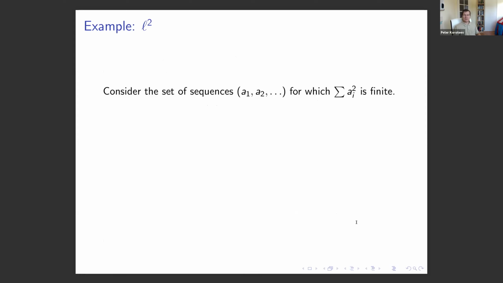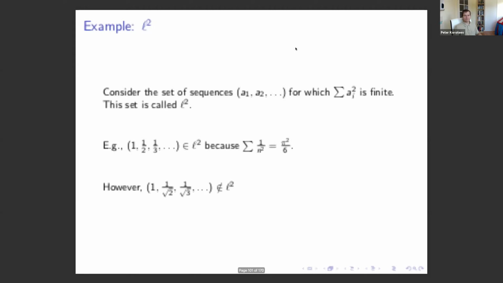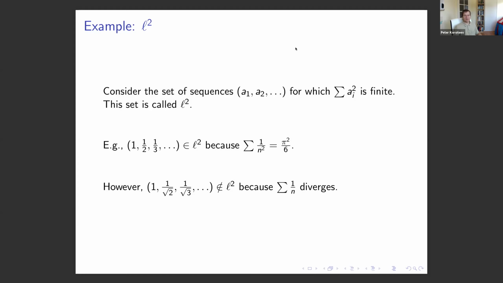So we need to consider sequences such that the sum is actually finite. It will be a subset of those sequences, a subspace, and this is called L2. For example, 1, 1/2, 1/3, etc. is in L2. If you take squares, you have the sum of 1 over n squared, which is convergent, and moreover, we know that the answer is equal to pi squared over 6. But if you take this one, then it's not going to be convergent, because the harmonic series, the sum of 1 over n, diverges.